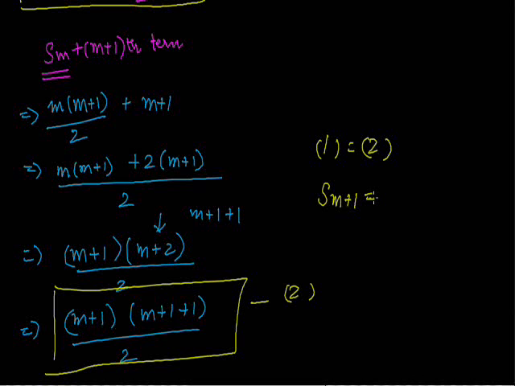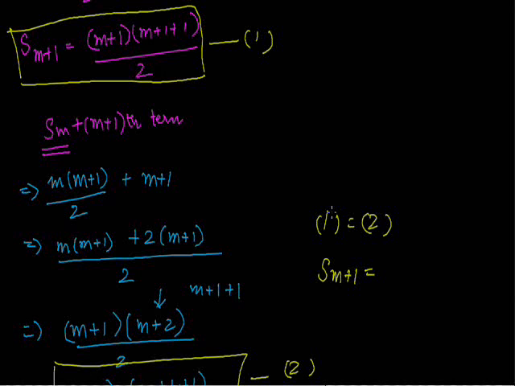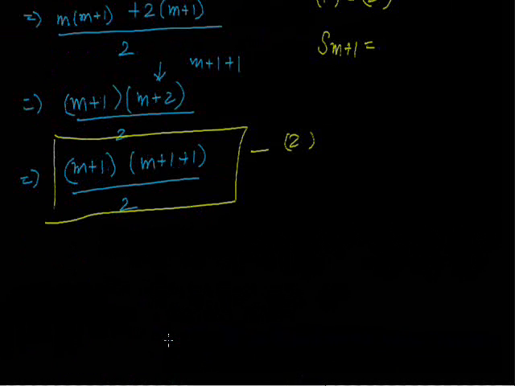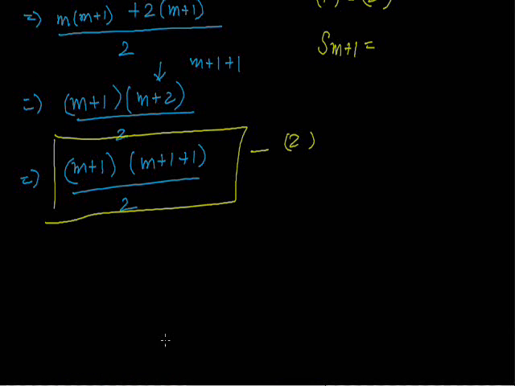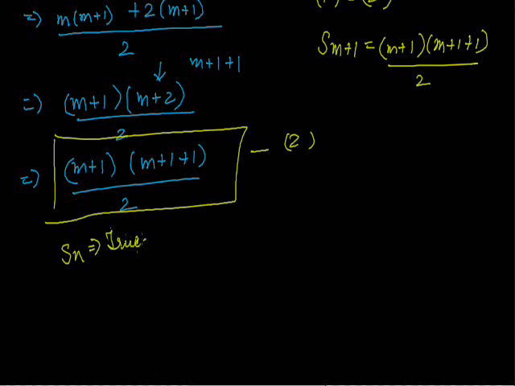Here we can see that S of m plus 1 is m plus 1 into m plus 1 plus 1 by 2, and here also we see m plus 1 into m plus 1 plus 1 by 2. So both equation 1 and 2 are equal. So we have proved that S of n is true for m plus 1 also. So it will be true for Sn also. Sn will be true. So this is how we will proceed.